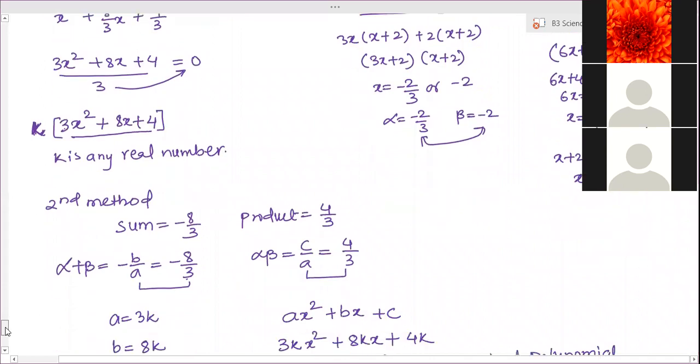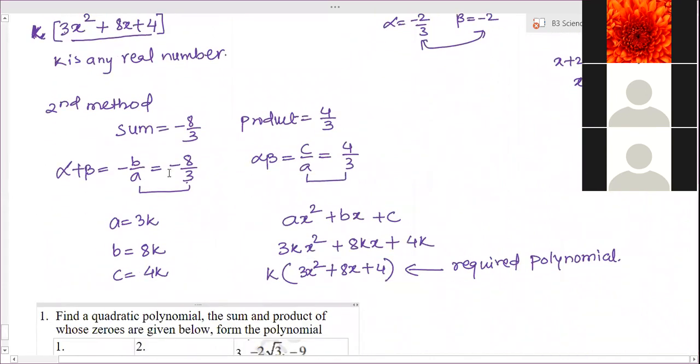And this was the second method, where we use the general format Ax square plus bx plus c. From this, you have to form the polynomial. The sum is given: minus b by a is equal to -8/3. And the product of alpha and beta is given: c by a is equal to 4/3. After seeing their relation, find the values of A, B, and C. These are the ratios, so we have to multiply them with K. Okay, ma'am. Thank you.